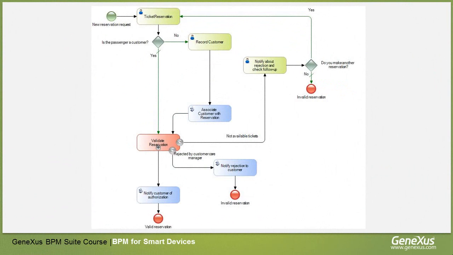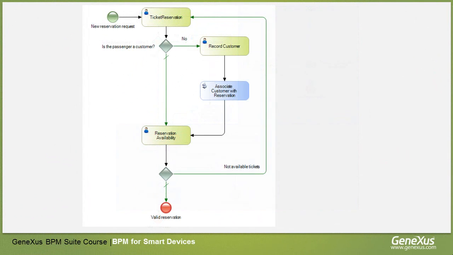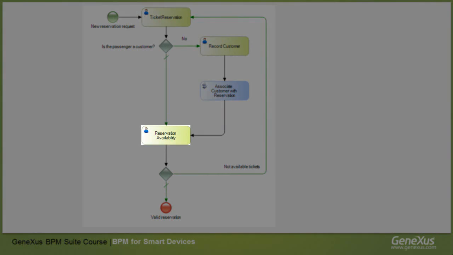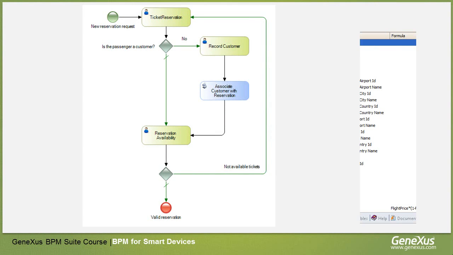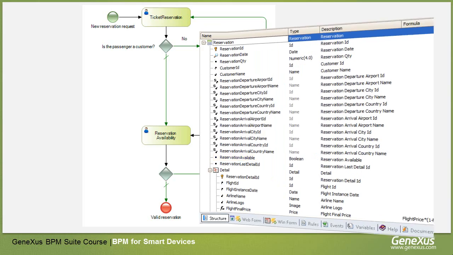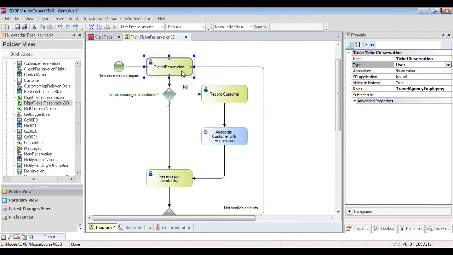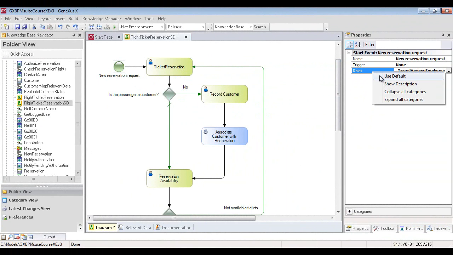Let's simplify the ticket reservation process we defined previously. So, we remove the validation subprocess and certain symbols we will not be using. To specify the reservation's availability, we will use the reservation transaction and its reservation available attribute. We then select the ticket reservation task, and for this example, we delete the value of the roles property, leaving it empty. And we do the same with the none start event.